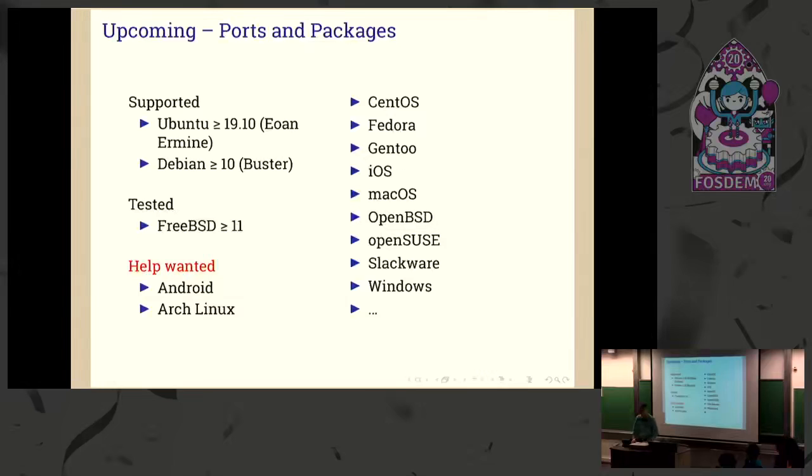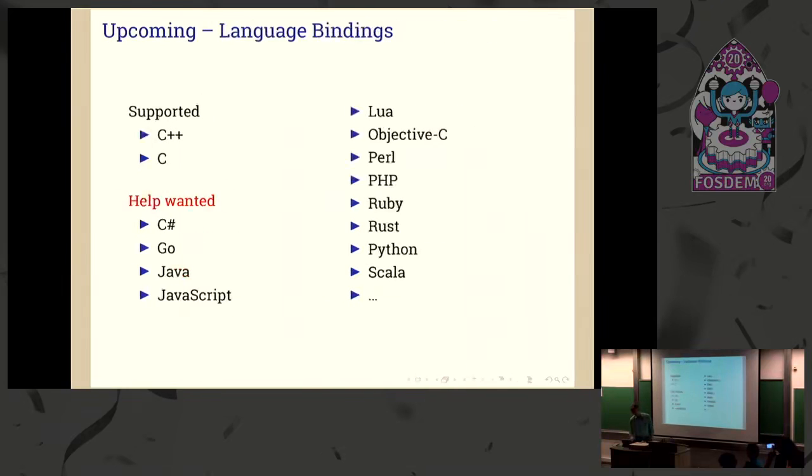So at the moment we support Ubuntu 19.10 and Debian 10. There is a build for FreeBSD. We would like to build for these other platforms. If you have interest, please contact us, and we help you, or you help us, or the other way around.